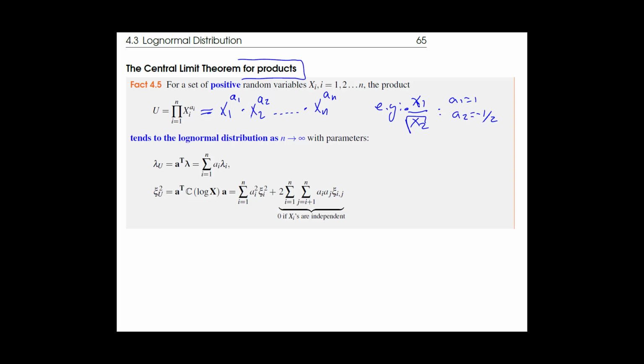replacing mu by lambda and sigma squared by psi squared. When n is big, the variable u tends to the log normal distribution with these parameters, lambda u and psi squared u. These are the same formulas we saw for the normal central limit theorem, but replacing mu by lambda and sigma squared by psi squared.